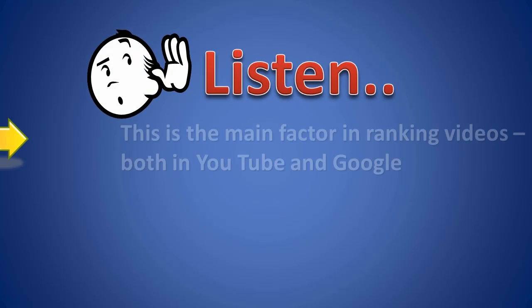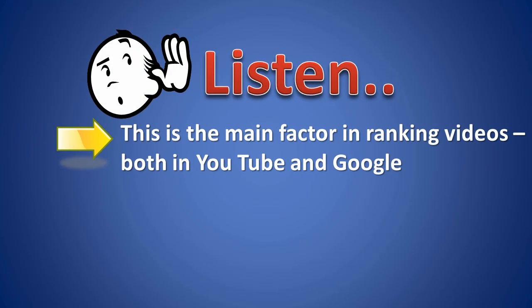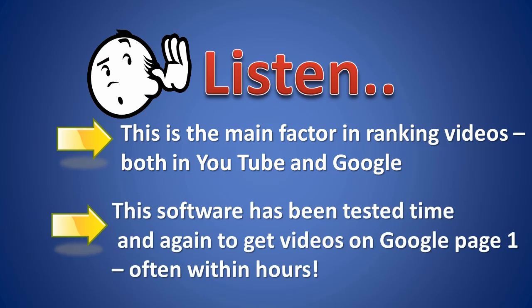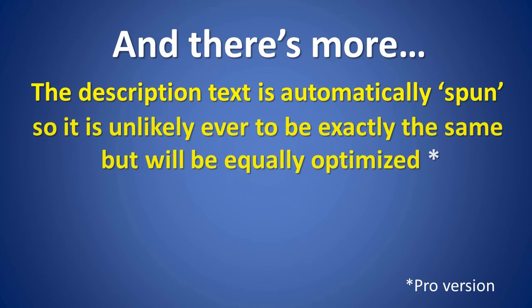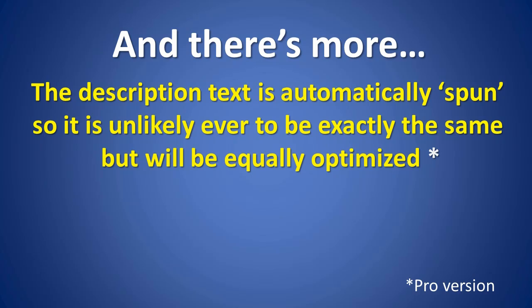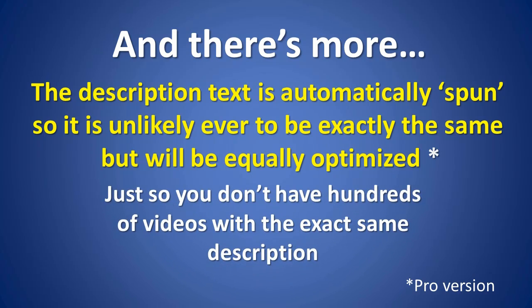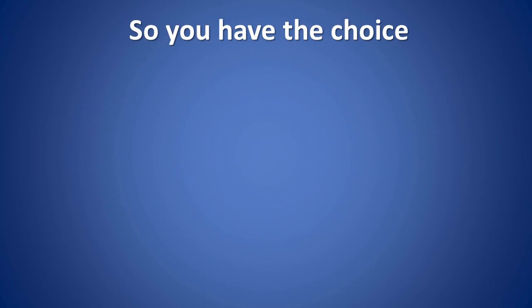Listen, this is the main way of ranking videos both in YouTube and Google, and this software has been tested time and again and gets videos on page 1 often within hours. And there's more. The description text is automatically spun, so it's unlikely ever to be the same twice. It will be equally optimized, and you won't have hundreds of videos with the exact same descriptions.